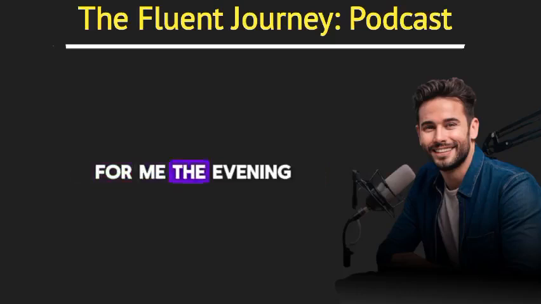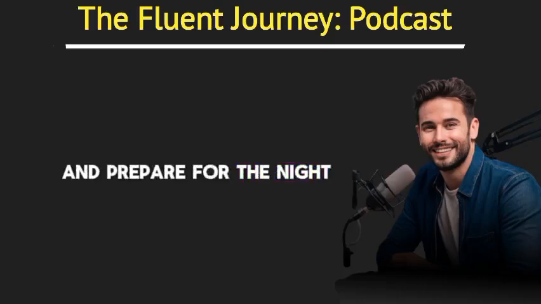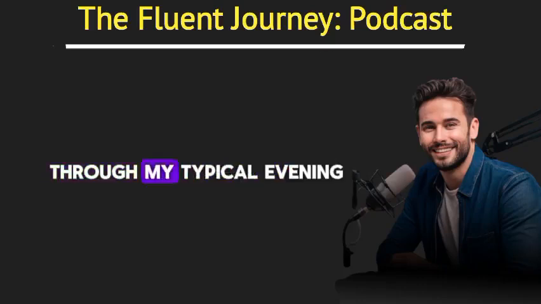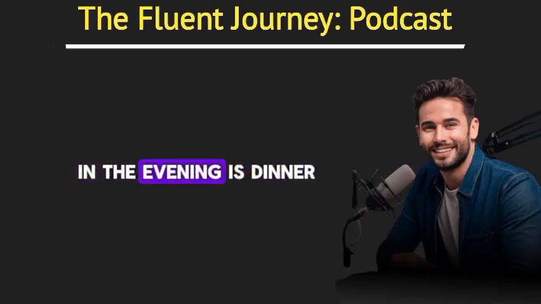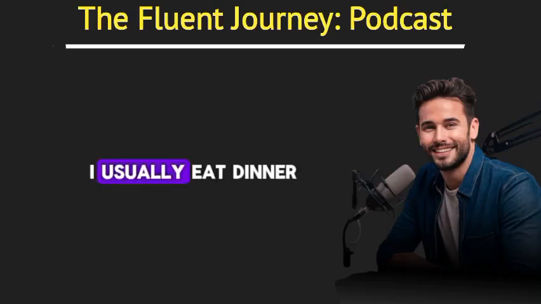For me, the evening is a time to slow down, spend time with family, and prepare for the night. Let me take you through my typical evening step by step. The first main activity in the evening is dinner. I usually eat dinner around 7 o'clock. Sometimes it is a little earlier, sometimes a little later, but 7 is the usual time.